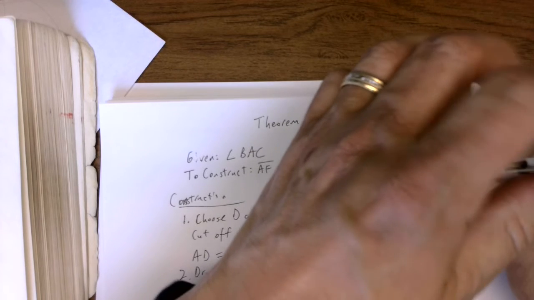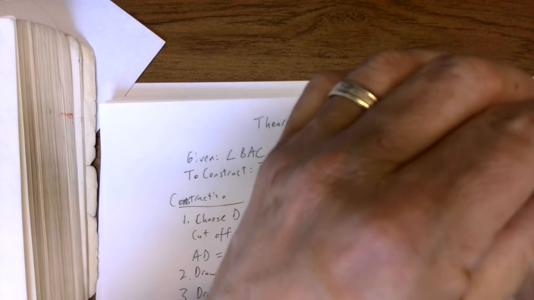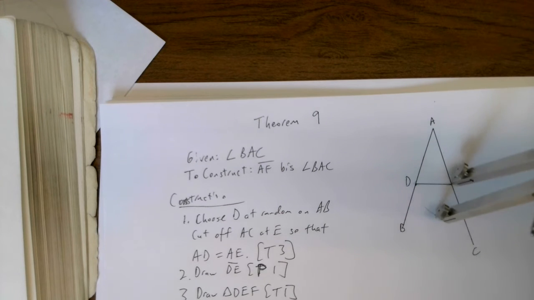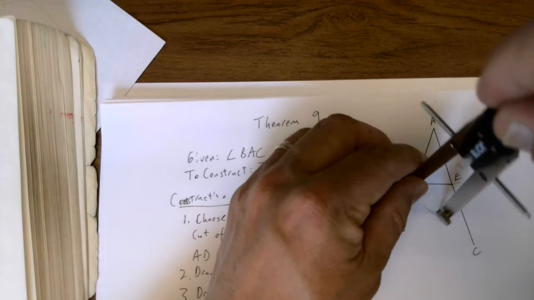Remember, to do an equilateral triangle, we just open our compass to the length of the line we want the equilateral triangle side to be. And we just do 2 little arcs here.